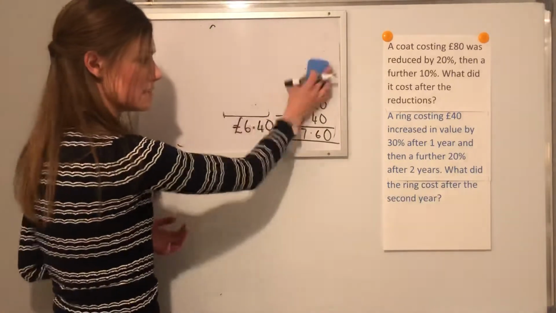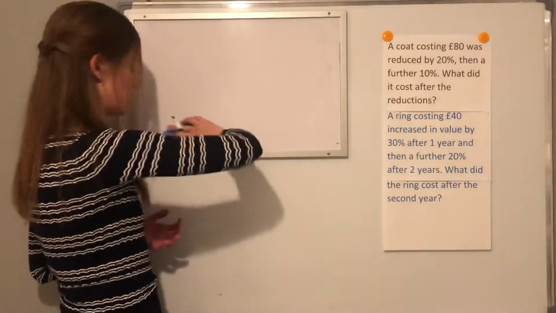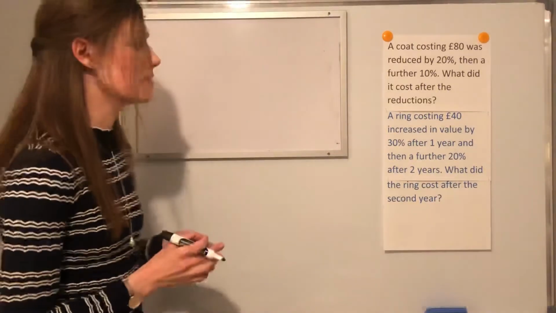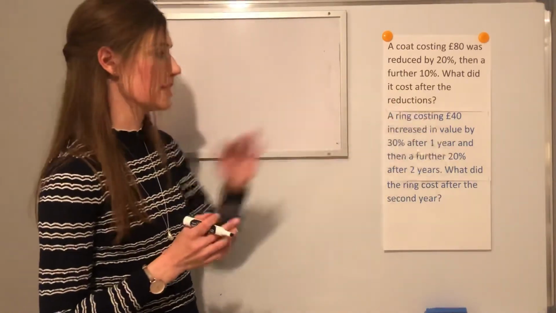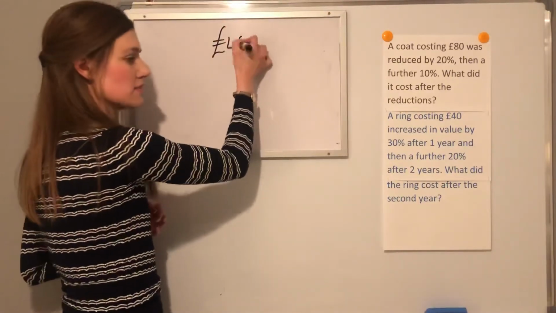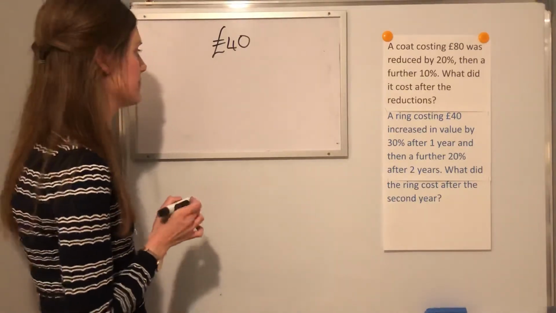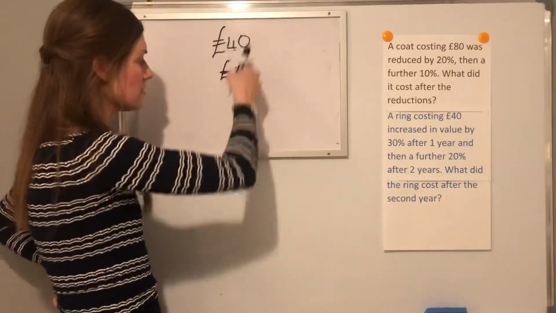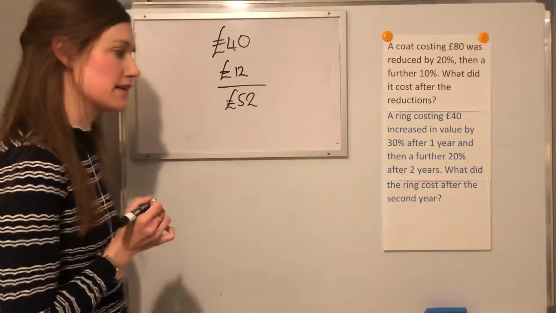Right, then we're going to look at increasing and increasing again. If you're able to get these harder percentages right, you're going to be able to beat a lot of the children because they will get these ones wrong. They will get tricked by the fact that it's a double increase or a double decrease. Right, so it says a ring costs £40 and it's increased in value by 30% after 1 year. So 30% of 40 is £12. It's increased by £12, so it now costs £52.